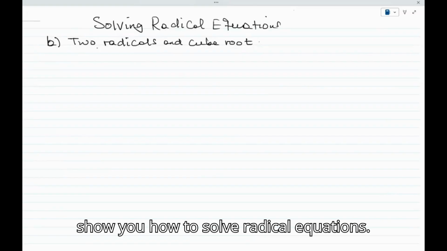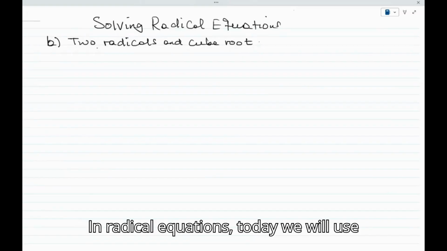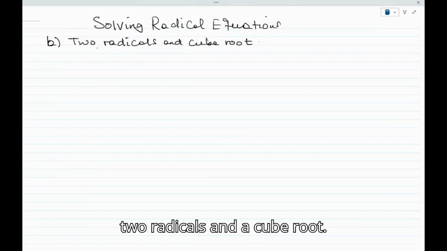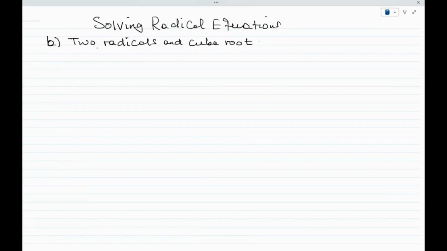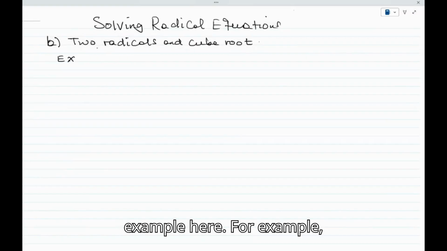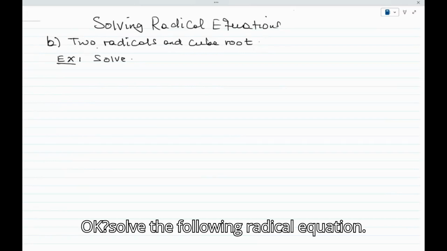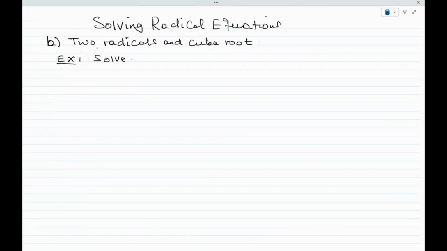How to solve radical equations. In radical equations, today we will use two radicals and a cube root. What does this mean? Let's go look at the example here. For example, number one, solve the following radical equation.